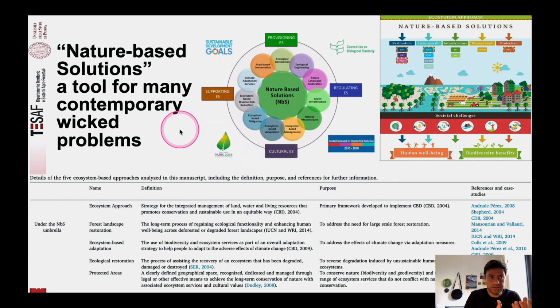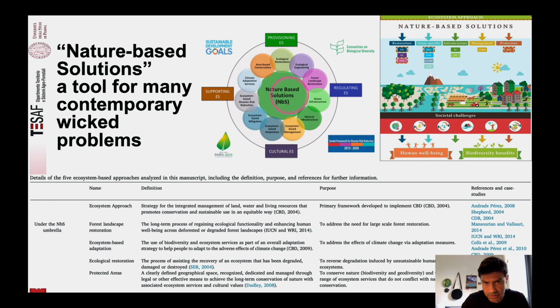So the conservation of natural vegetation, the conservation of nature, and the restoration of large areas to a situation similar, providing more or less the same functions and services as the original area, could be a tool for many of our problems. So nature-based solutions are basically strategies connected to conservation and restoration, roughly speaking.